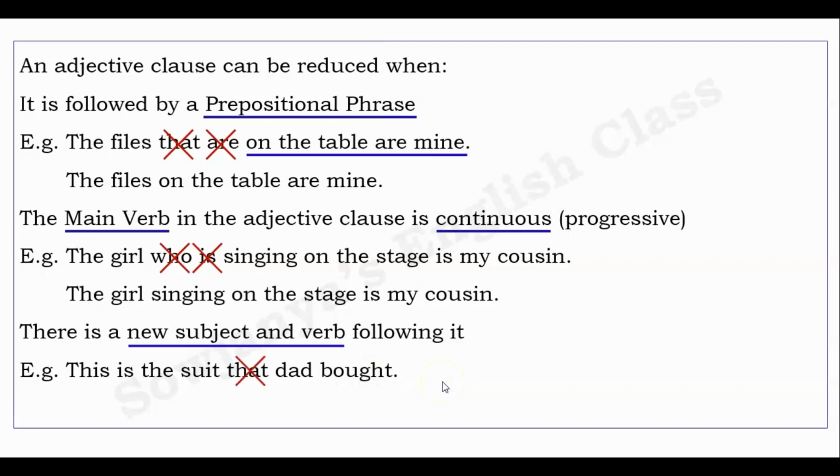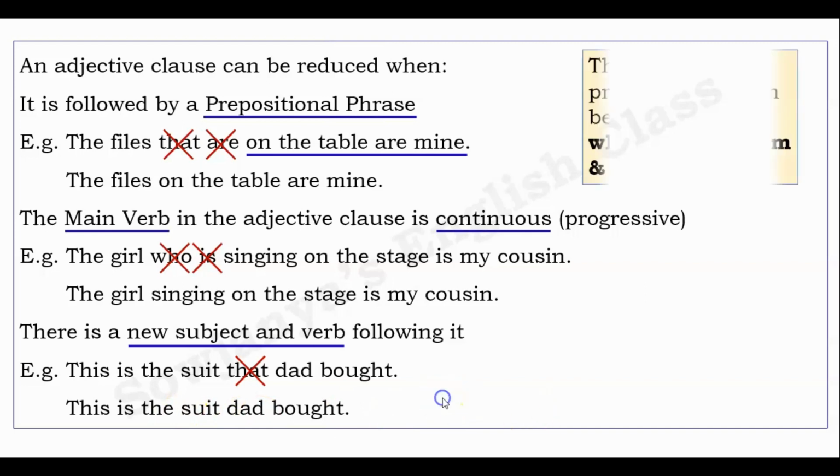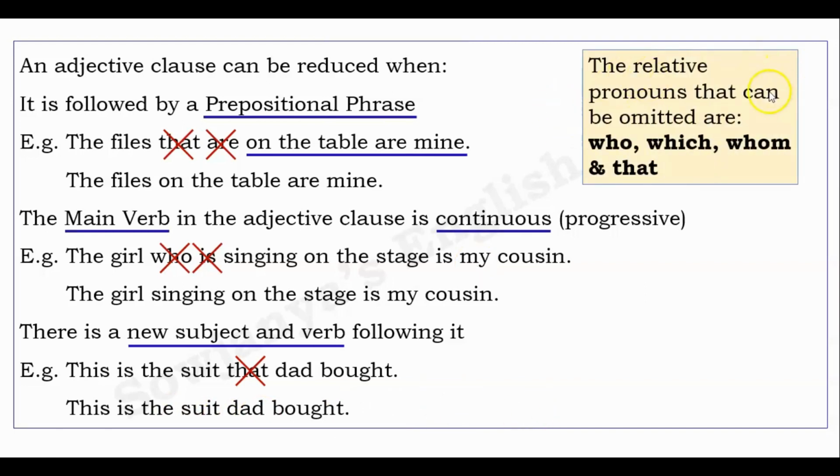How to? As a rule, omit the relative pronoun. Here it is that, and then we will get the answer. This is the suit dad bought. Okay. And the relative pronouns that can be omitted are who, which, whom, and that. Whose can't be omitted. It is not possible.